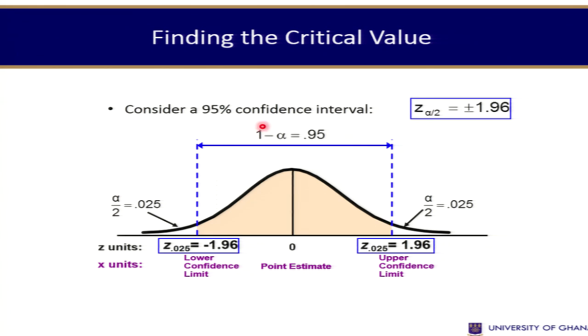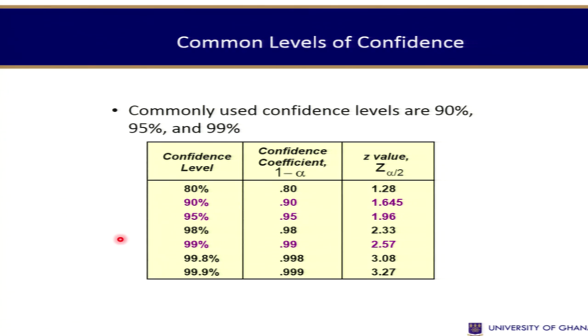Now, if I make alpha the subject here, alpha will be equal to 0.05, and if you break alpha into 2, one part would have alpha over 2, which is 2.5%, that's 0.025, and then the other part would also have another 2.5%, which is 0.025. Now, these are some commonly used confidence levels and their critical values.